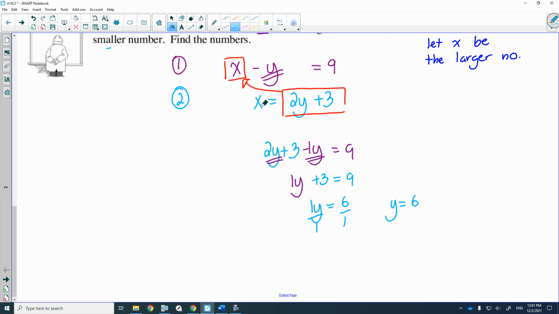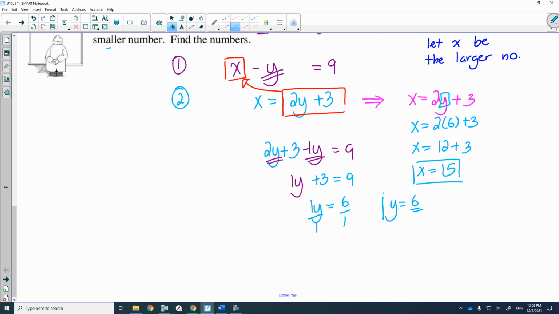Okay, to figure out what your larger number is, we need to know what x is. Here was the system that I could plug y into, right? So in my second system, it was x is equal to 2y plus 3. So now I'm going to take y out because I solved y to be 6. So x is equal to 2 times 6 plus 3. X is equal to 12 plus 3. X is equal to 15.